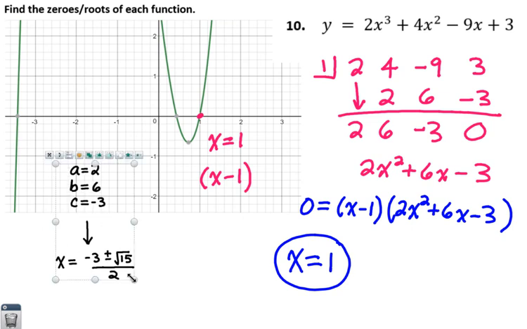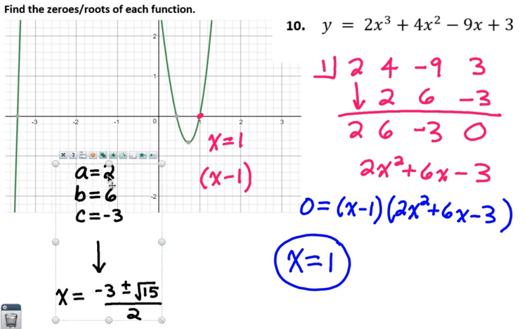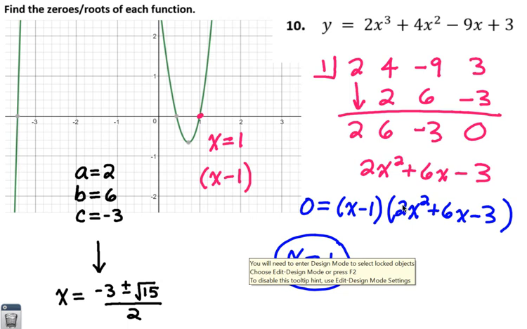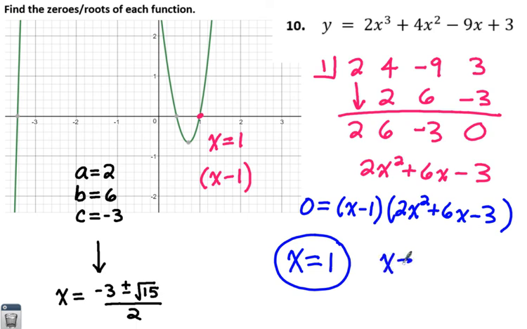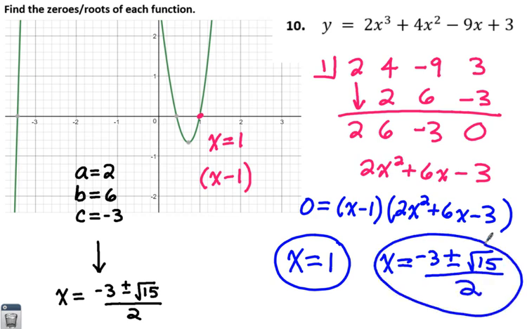You'd go to your reference sheet, and you'd find the one where it says a equals 2, b equals 6, c equals negative 3, and you would just look at your reference sheet and copy down how the answers from this guy being set equal to 0 are negative 3 plus or minus root 15 all over 2.